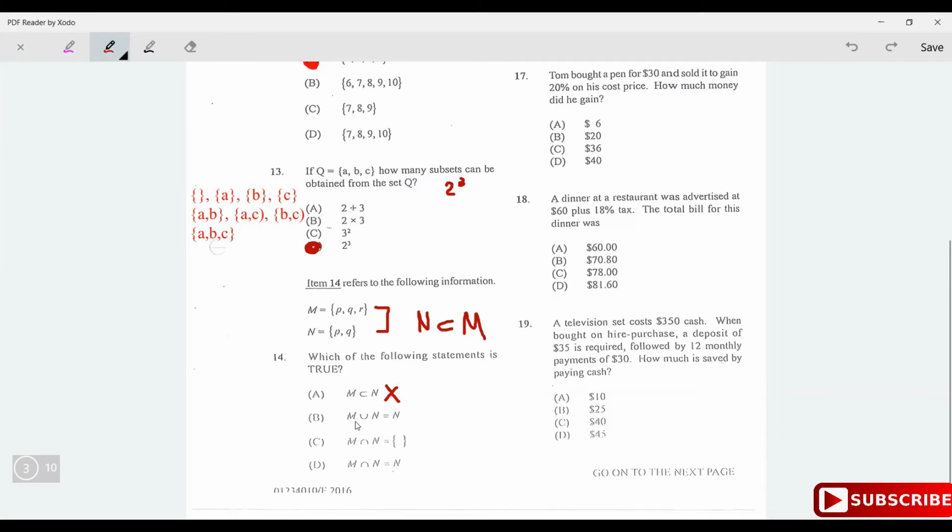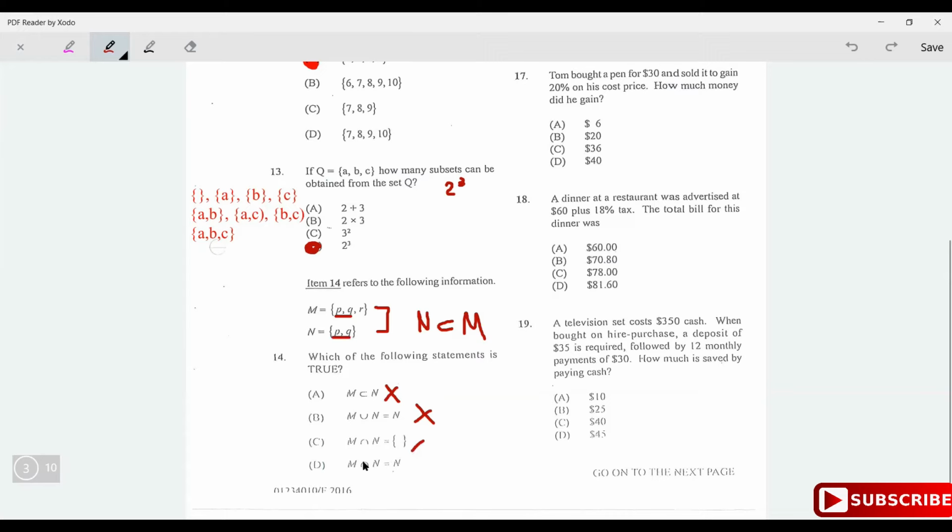So this is wrong. Now it says M union N equals N. Now the union can be the smaller one, so this is also out. It says M intersect N is a null set. No, M intersect N can't be a null set. P and Q are in common. So this one is out.